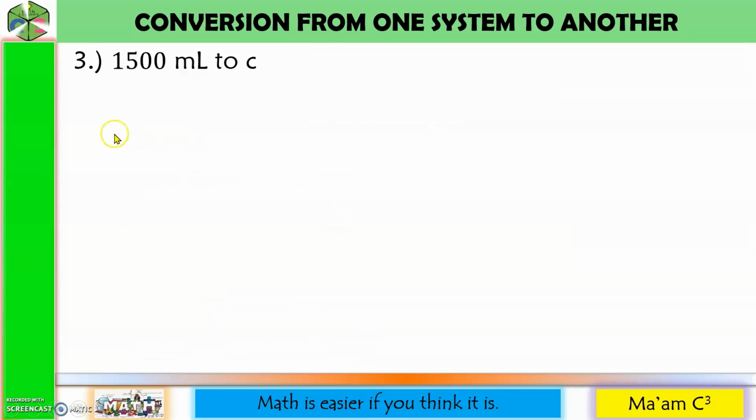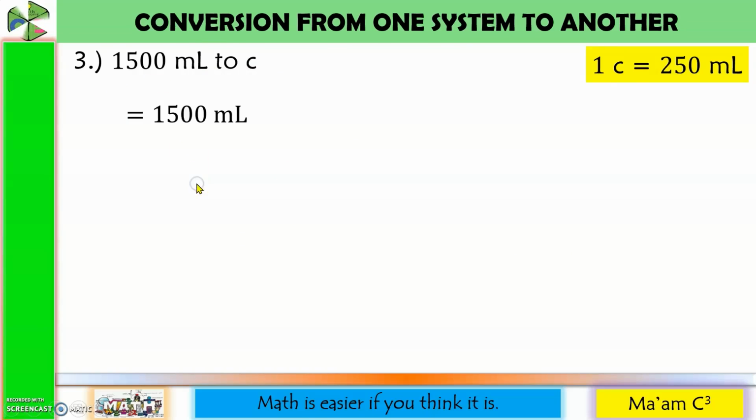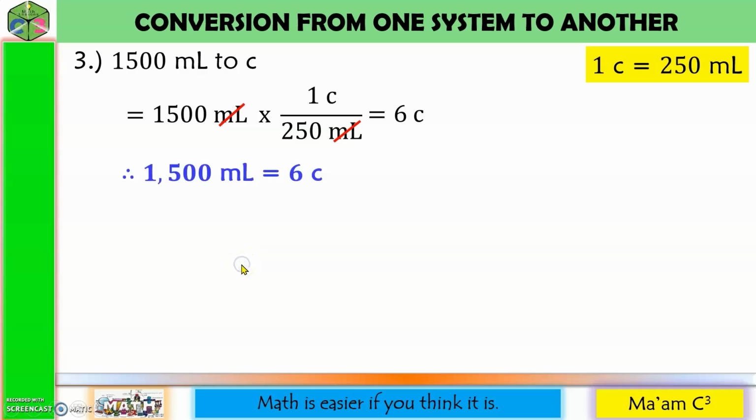Next one, number 3, 1,500 ml to cups. So metric to English. Our conversion is 1 cup is equal to 250 ml. Let's copy 1,500 ml. ml is in the numerator, so ml here should be in the denominator. So times 1 cup over 250 ml. We can now cancel the ml. 1,500 times 1 is still 1,500 divided by 250. We may cancel one pair of zeros, so 150 divided by 25 is equal to 6. So we have 6 cups. Therefore, 1,500 ml is equal to 6 cups.